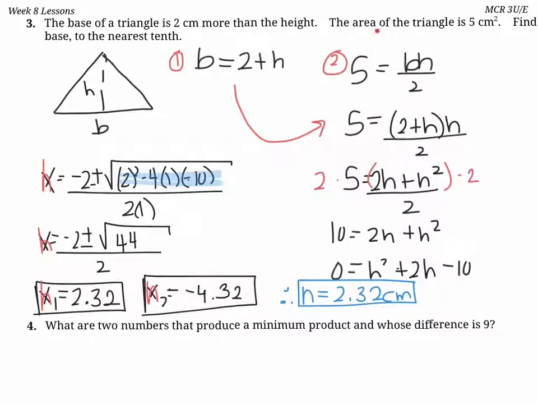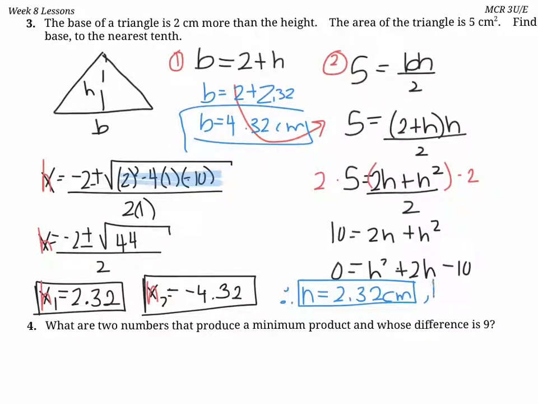How do we find the base? Just go back to the question. Here's an equation for the base. We can solve for the base by just plugging in our h, which is 2.32. So our base is going to be 4.32 centimeters. And that's our conclusion. Therefore the height must be 2.32 centimeters and the base must be 4.32 centimeters.